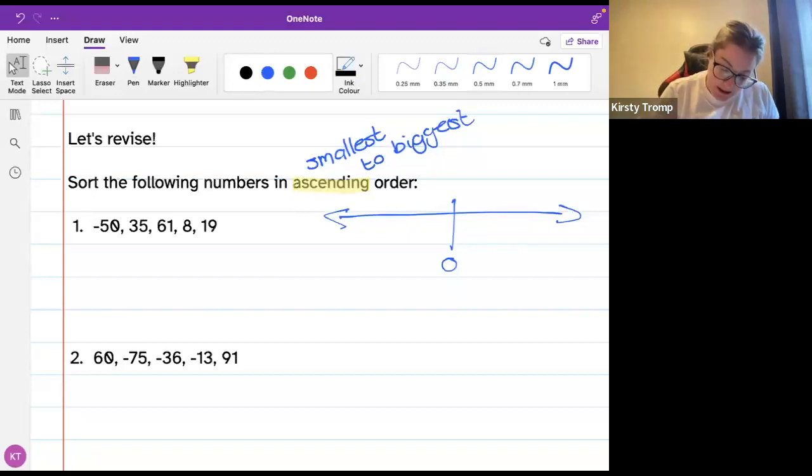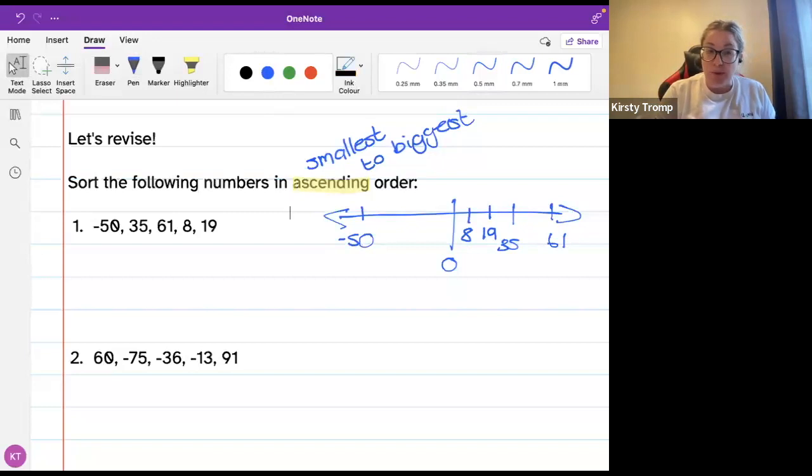My first number is negative 50, so I would say negative 50 is somewhere over there. Then I've got 35. I'm going to put 35 somewhere over here. Then I've got 61. 61 is definitely bigger than 35. Then I've got the number 8. And then I've got the number 19.